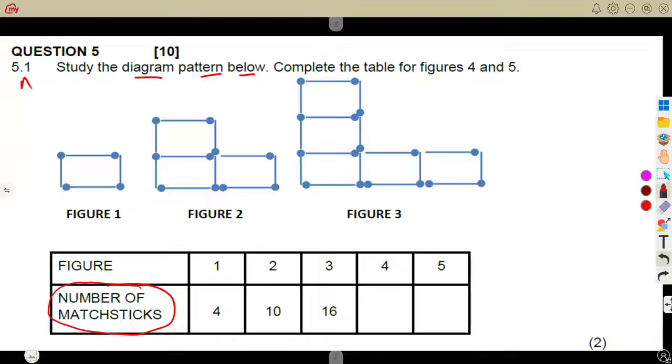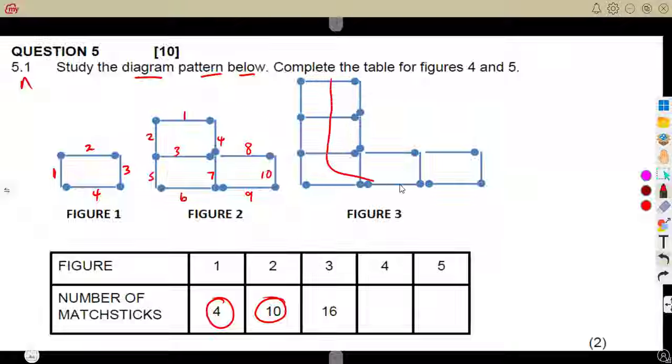The number of what? Matchsticks. To say that's a matchstick, another matchstick, another matchstick, another matchstick. How many are they building up this figure? So if we calculate, this is one. If we count, that is 1, 2, 3, 4 of them, which is this one. So you're going to count also these ones: 1, 2, 3, 4, this is 5, this is 6, 7, 8, 9, 10 of them, which is this one. So you're going to count also all these here, and we're going to see you are going to get 16.